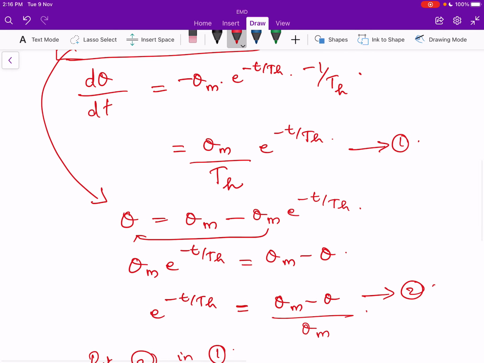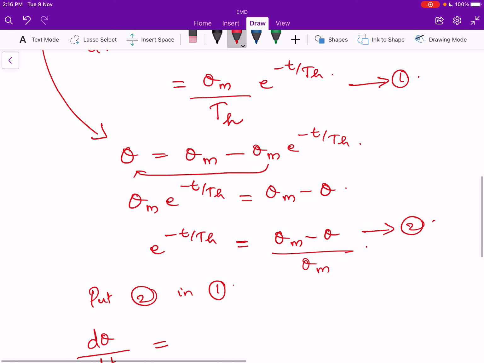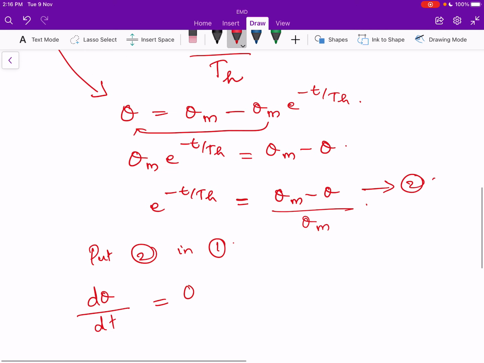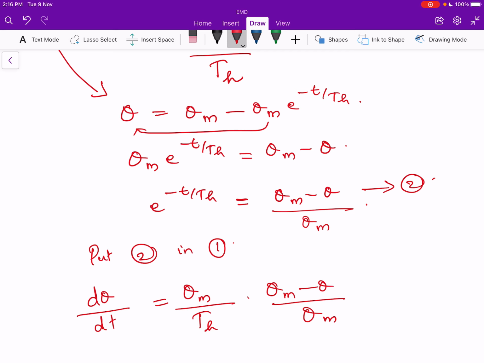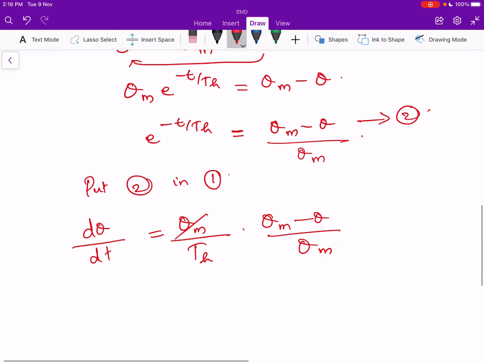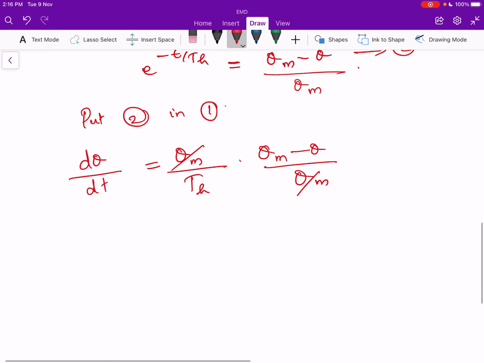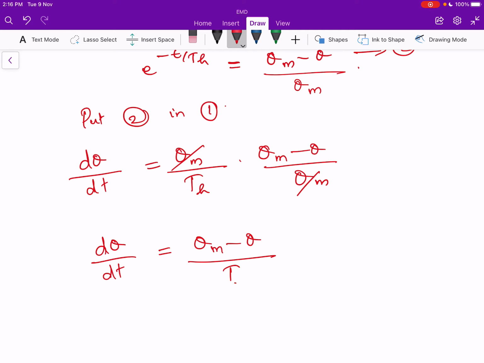d theta by dt is theta m by Th into e raised to minus t by Th. So instead of e raised to minus t by Th, we can write theta m minus theta by theta m. So theta m by Th into theta m minus theta divided by theta m. So this theta m and theta m get cancelled. So we'll get d theta by dt as theta m minus theta divided by Th.